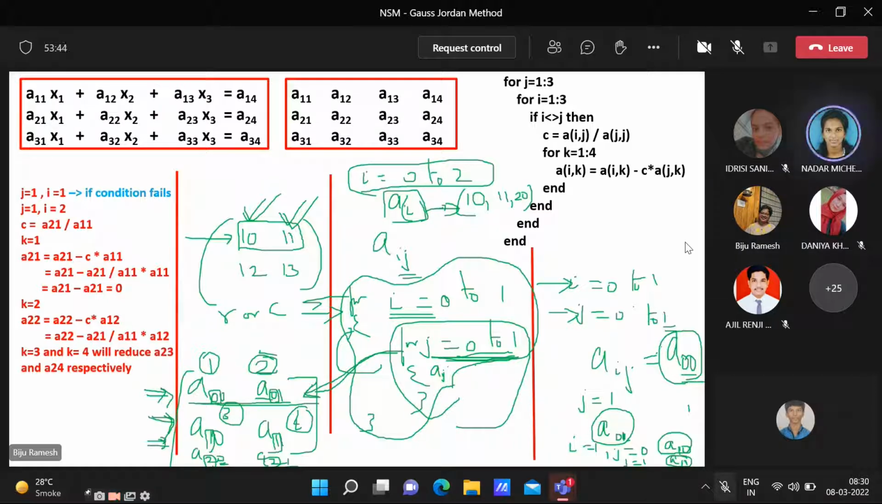Ma'am, for column transformation, will it be zero or will it be the same? Column transformation, why are you talking about that here now? Suddenly it strikes me, that's why.